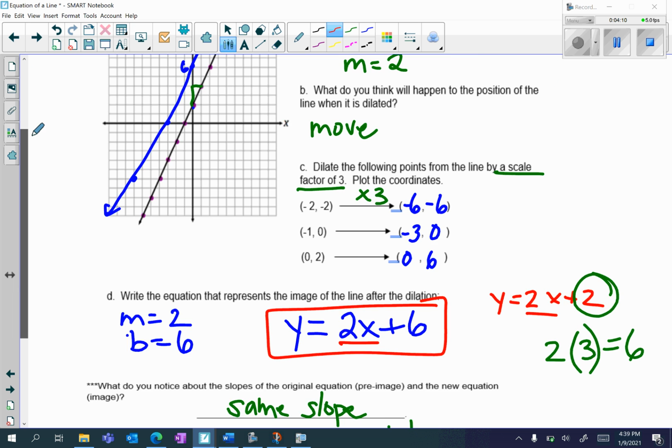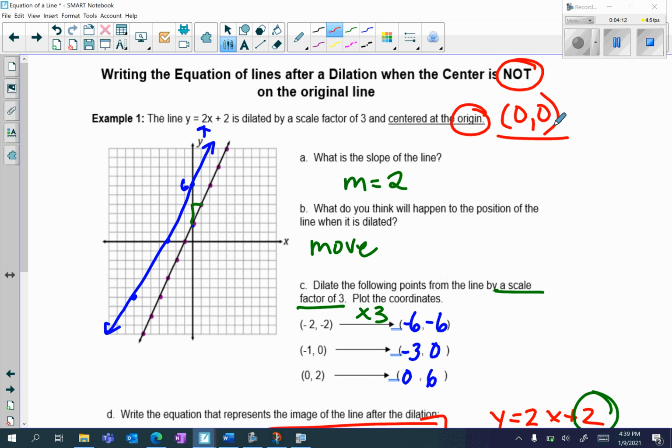So again, looking at this line, 0, 0 was not on the line, so all we had to do was take that y-intercept of 2 and multiply it by the scale factor of 3 to get y is equal to 2x plus 6. And that is how we find the equation of a line after dilation when the center is not on the original line.